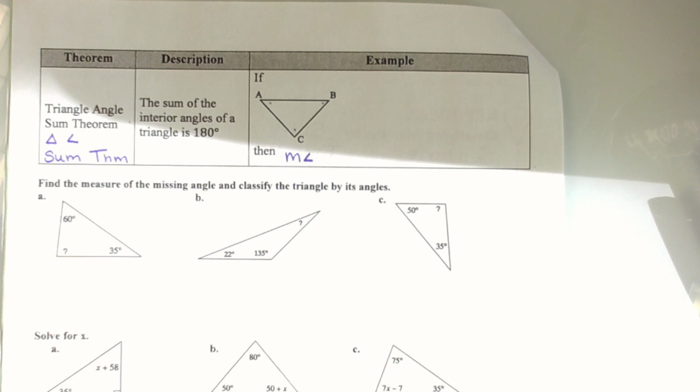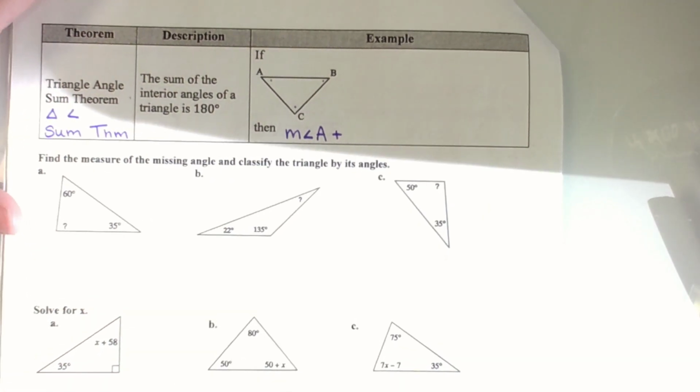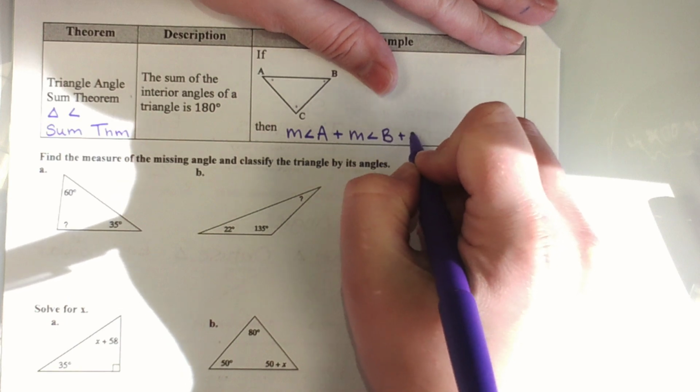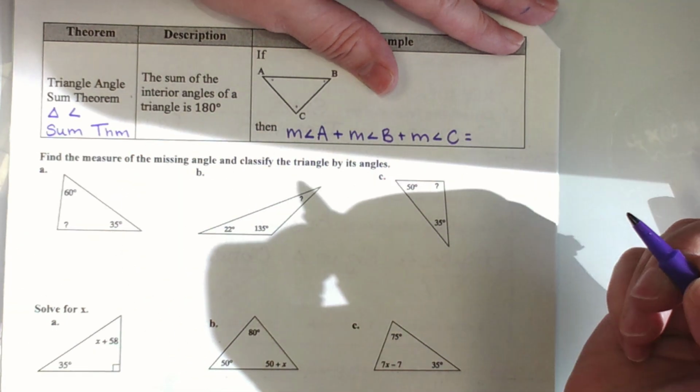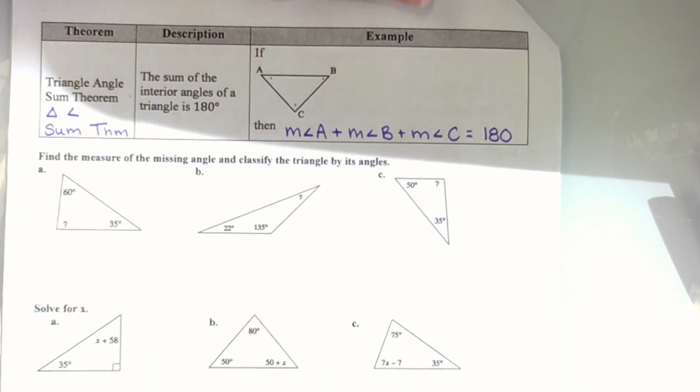If there was an additional angle here coming off of point A, I could not call it angle A. Because then I would be like, well, are you the top one, the bottom one, or the big one? Since there's only one angle coming off of that point, I can call it angle A, and I can say the measure of angle A plus measure angle B plus measure angle C. How many angles does a triangle have? Three. All three of them add up, equals, according to this theorem, 180 degrees.